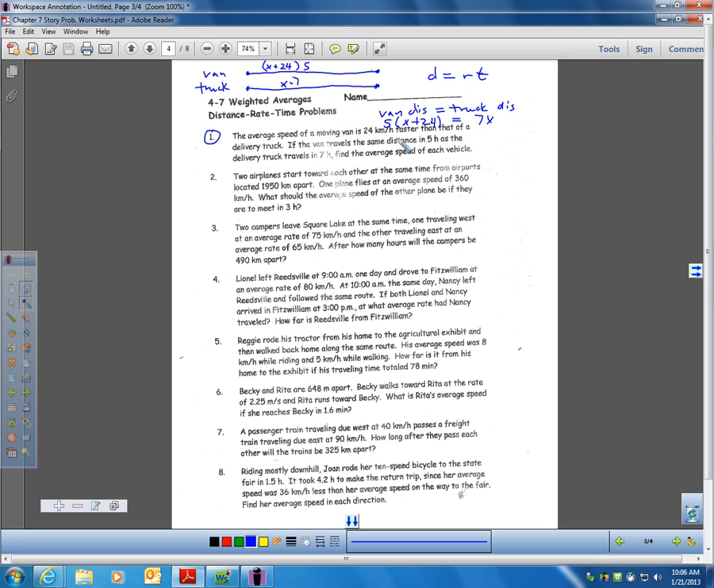Once you find x, you will know the speed of the truck. If you add 24 to x, you'll know the speed of the van. I set it up here, I'll let you finish that. Okay? Maybe I should do one more. Let's just do number 6.